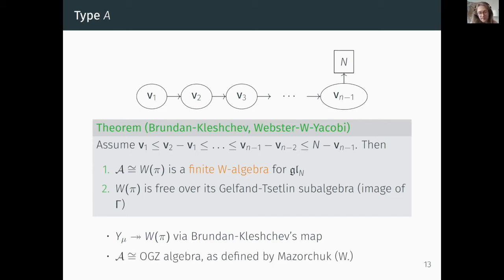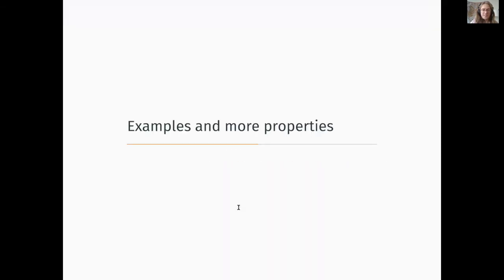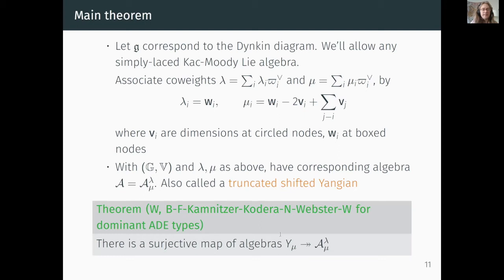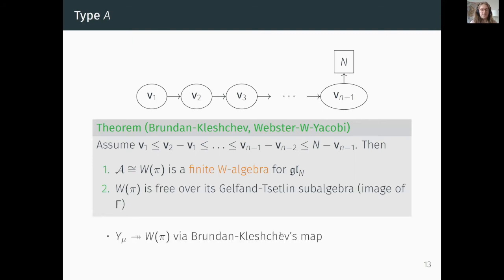Oh, and just a final remark I wanted to say: if you drop this condition on dominance, which is right here, you still get very interesting algebras, and you can show that they're what are called orthogonal Gelfand-Tsetlin algebras, which were studied by Mazorchuk. This isn't actually an immediate fact, but rather a consequence of this theorem here at the bottom, that these two things agree. I'm probably going back too far. It's all to say that we get nice W-algebras. We also get these slightly more general objects as Coulomb branches.